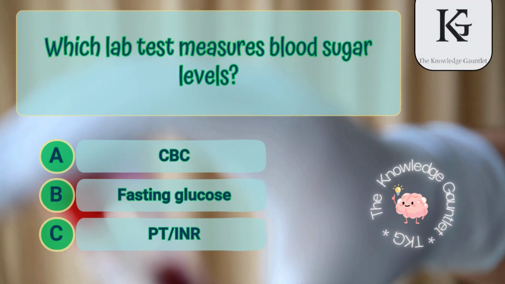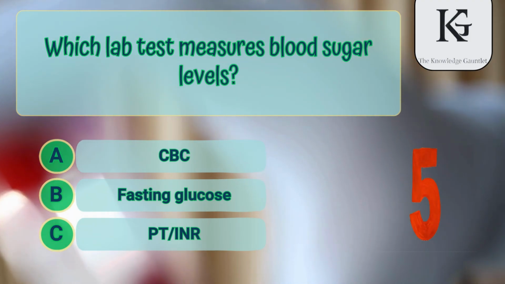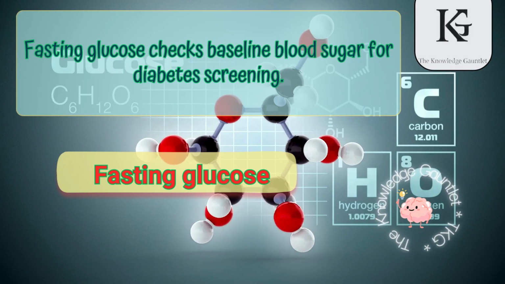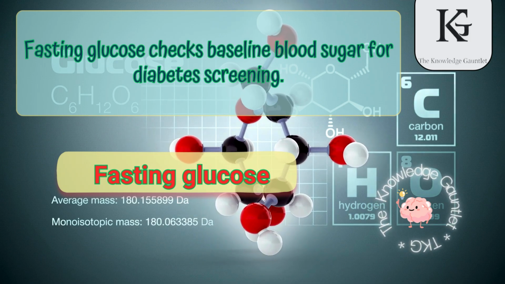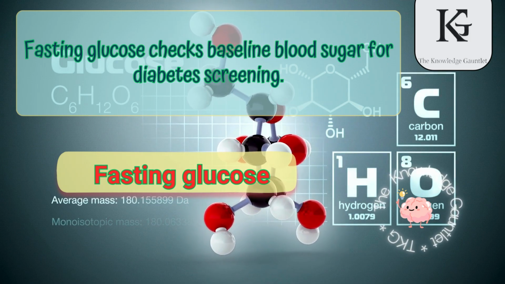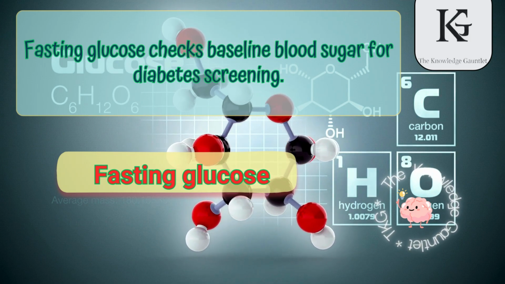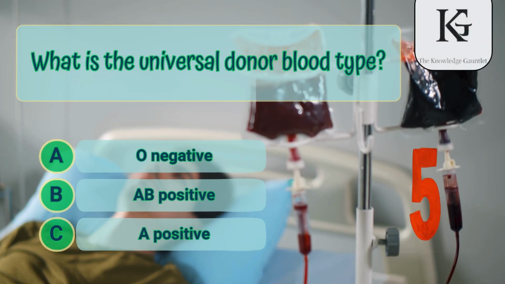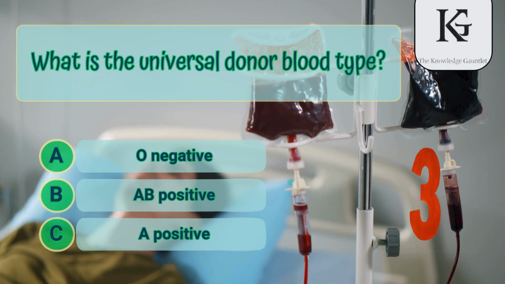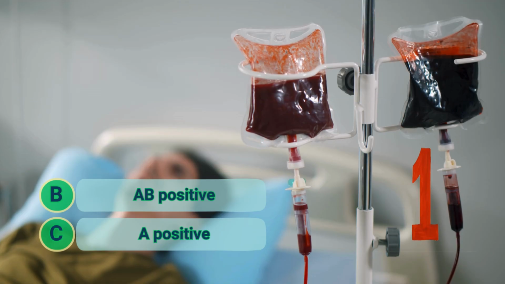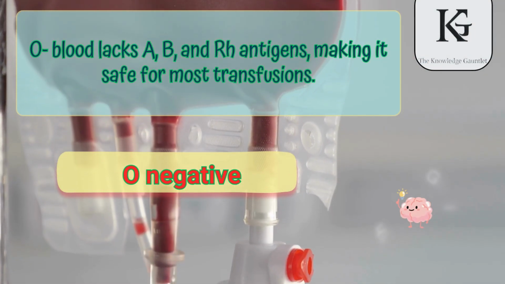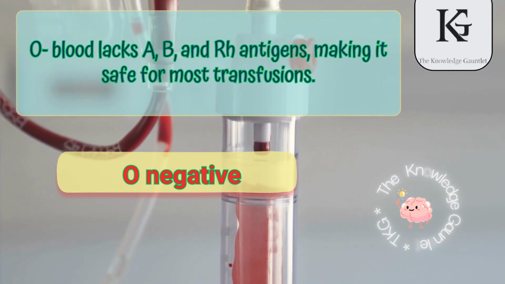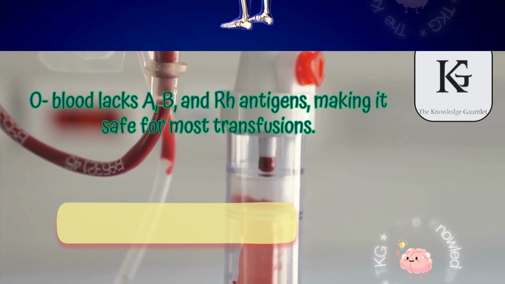Which lab test measures blood sugar levels? Answer, fasting glucose. Fasting glucose checks baseline blood sugar for diabetes screening. What is the universal donor blood type? Answer, O-negative blood lacks A, B, and Rh antigens, making it safe for most transfusions.